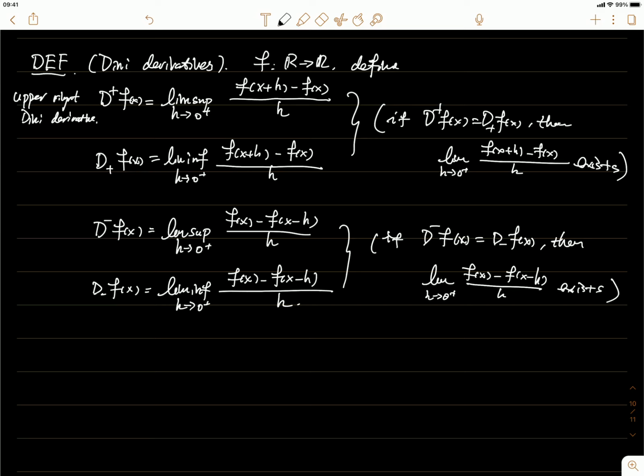And similarly, the second one is the lower right, and then the upper left and the lower left. Okay, and there are four derivatives, and they are always defined. Doesn't matter if the function is differentiable or not, they're always defined. And as we said, if these two are equal, then we say that the right derivative exists. If these two are equal, then we say the left derivative exists. And if the left derivative and right derivative both exist and they're equal, then we say the function f is differentiable at the point x.